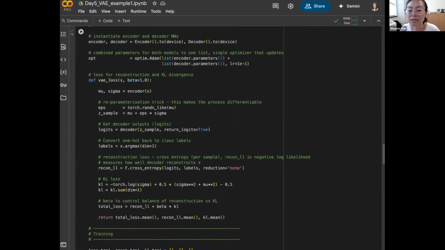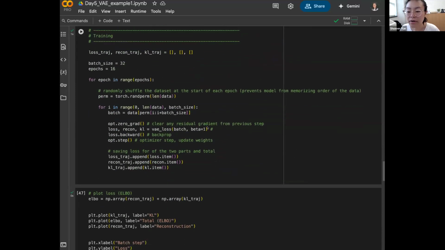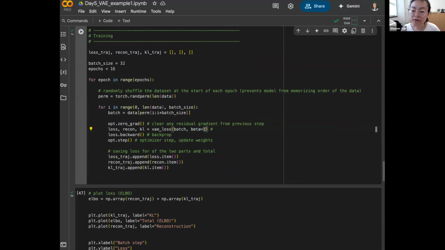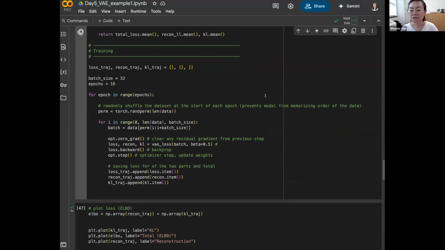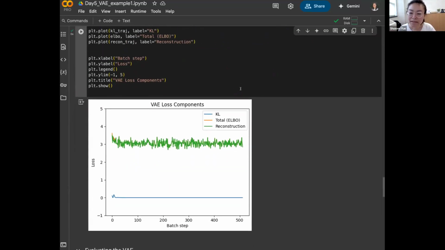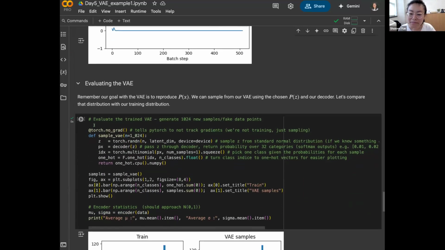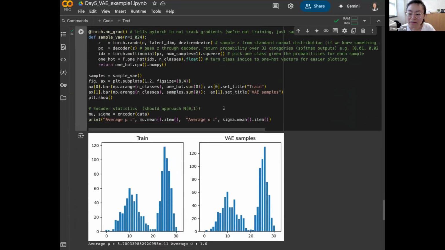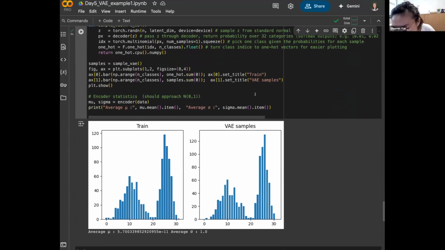So this is just in the function, but let's go back to the training part where we set the beta value right here in the loss function. We can make this a little bit smaller, so maybe we'll do 0.5. And we can go through training again. Plot our loss. That looks about the same. And then take a look at the evaluation. Maybe it's a little bit more different than before.